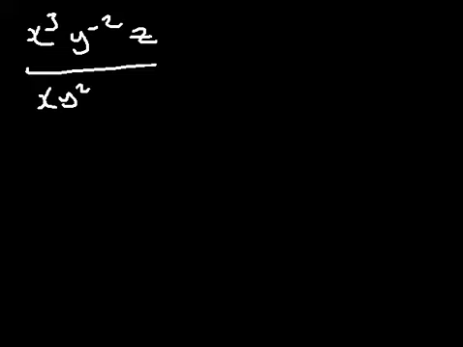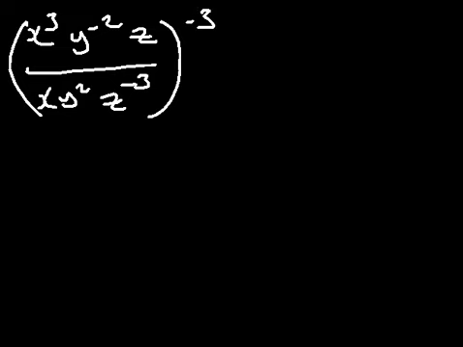Let's say if we have x to the power 3 and y to the power negative 2, times 8 divided by x times y to the power 2 and z to the power negative 3, and the overall to the power negative 3. So what is that one? Now of course you should understand that all these expressions are dividing.